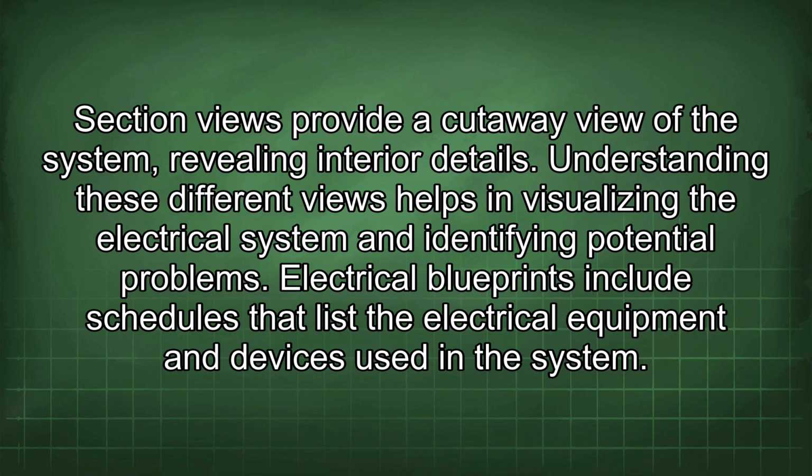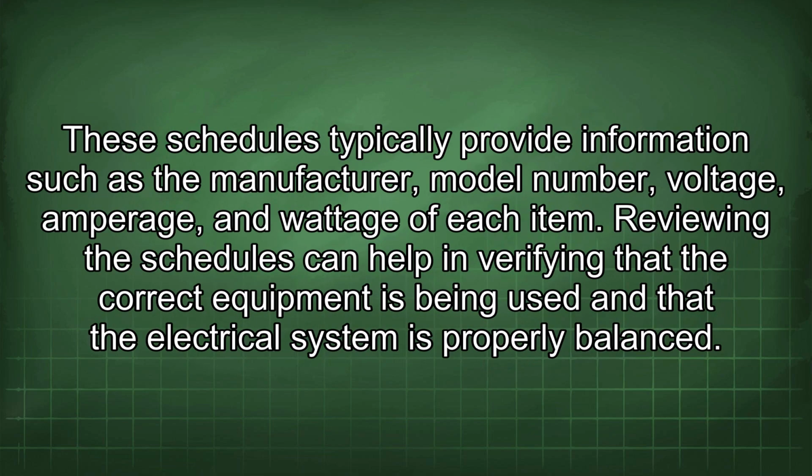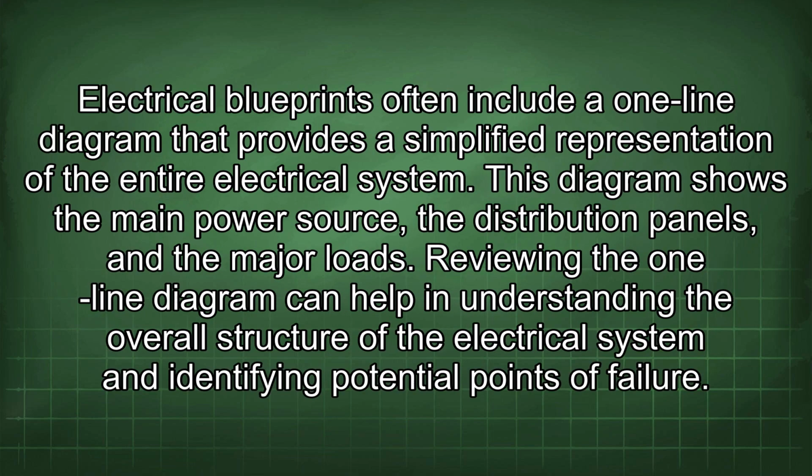Electrical blueprints include schedules that list the electrical equipment and devices used in the system. These schedules typically provide information such as the manufacturer, model number, voltage, amperage, and wattage of each item. Reviewing the schedules can help in verifying that the correct equipment is being used and that the electrical system is properly balanced.